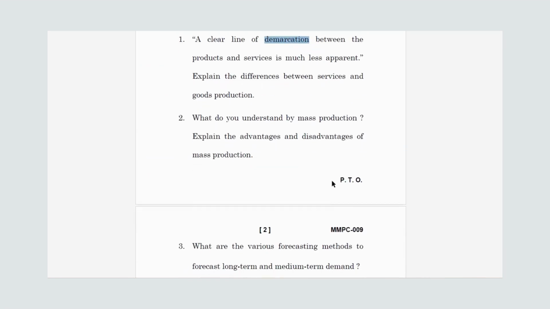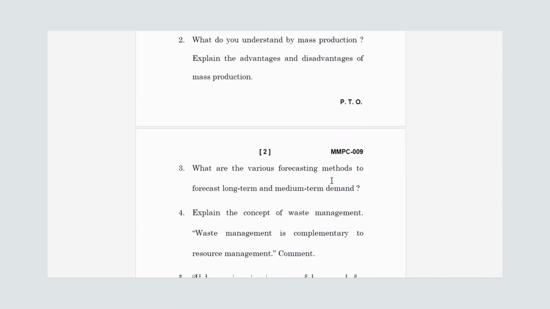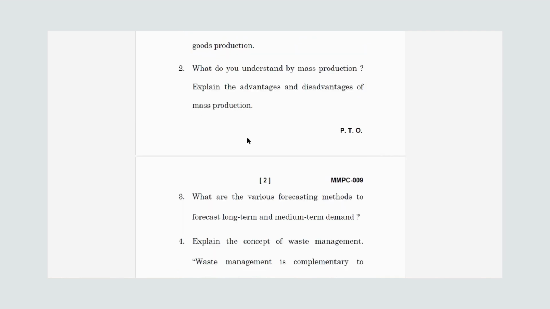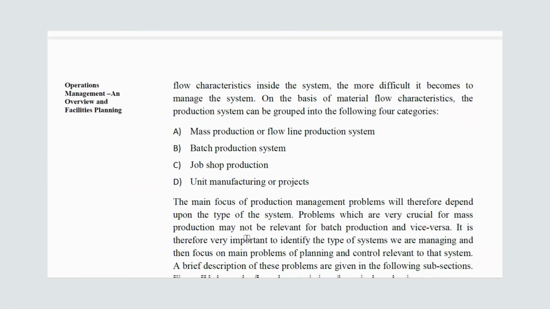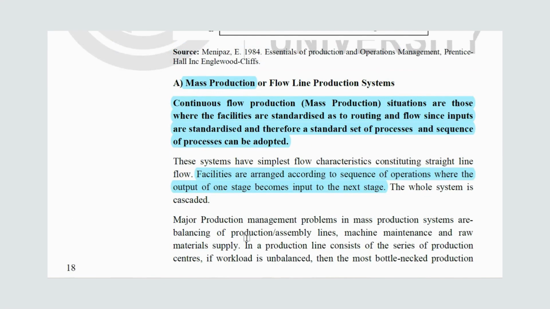Let's see the second question of our TEE June 2022. That is, what do you understand by mass production? Explain the advantages and disadvantages of mass production. Let's see in the text. In the same unit of Operations Management: An Overview and Facilities Planning, we can see this question's answer as well.